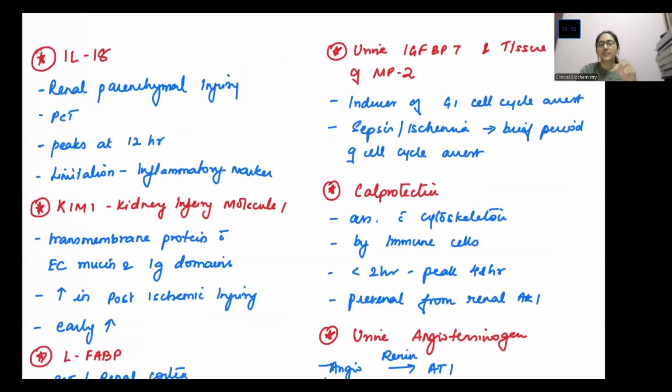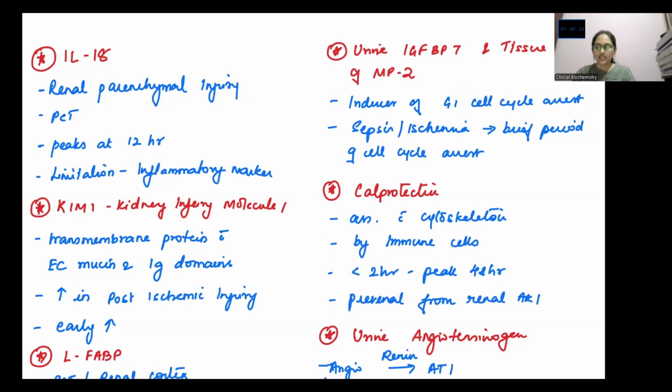The second one is interleukin 8. The limitation, first of all, is that it's an inflammatory marker, and in any renal parenchymal injury this gets elevated. It's produced by proximal tubules, and it also peaks by 12 hours. But the limitation is there, so we need to interpret it with caution.